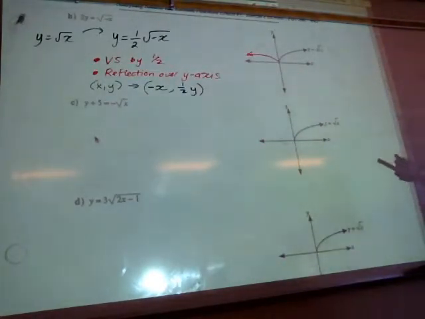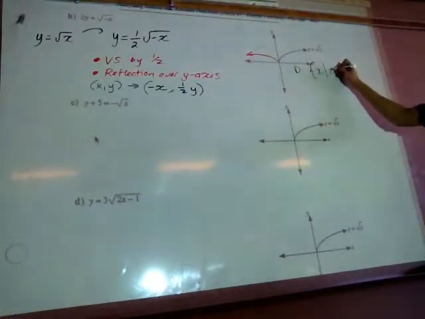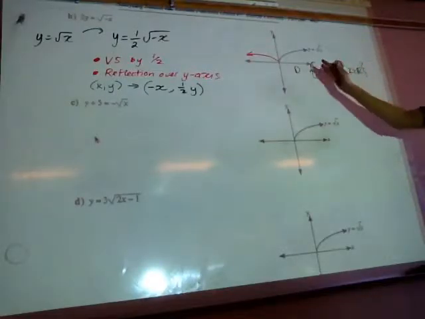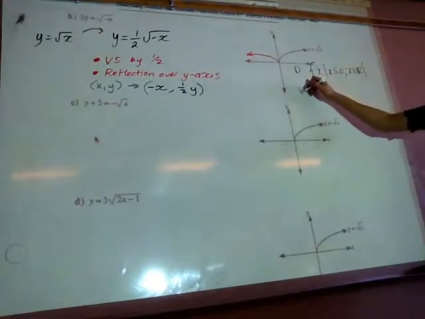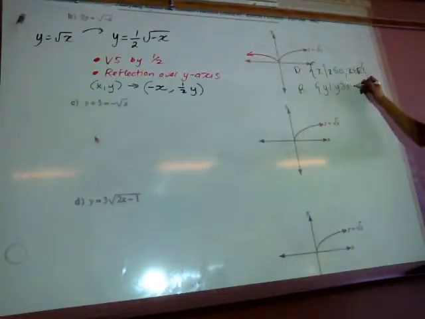So now that we've drawn our picture, we can describe the domain. This time x will be less than or equal to 0, because it's been reflected over the y-axis. And our range will be the same. It's still greater than or equal to 0.